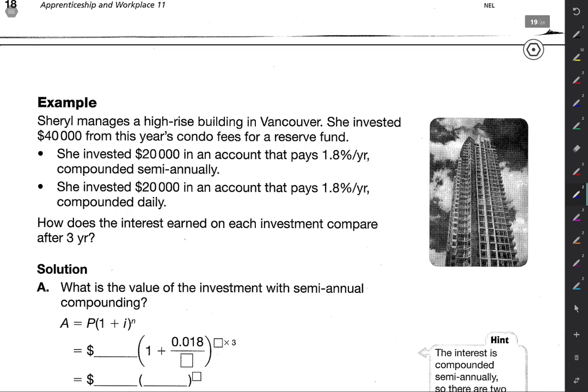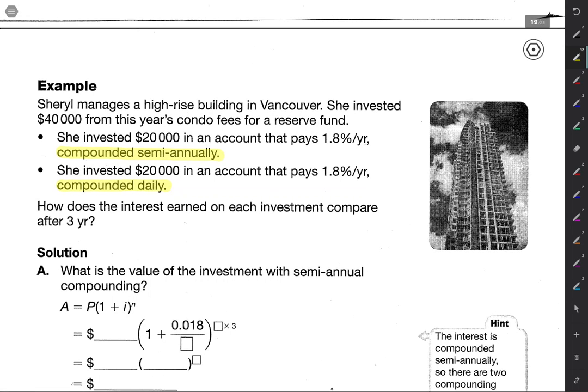She invested $20,000 in an account that pays 1.8% per year, compounded semi-annually, and she invested $20,000 in an account that pays 1.8% per year, compounded daily. So there's a little bit of a difference here. We have two different compounding periods. One's semi-annually and one is daily. How does the interest earned on each investment compare after 3 years?